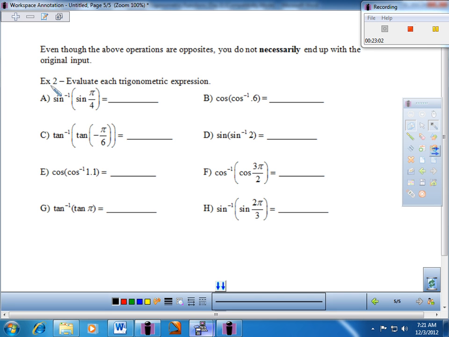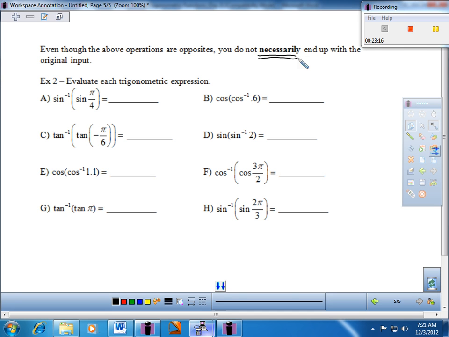It just says, even though the above operations are opposites, you do not necessarily, so let me underline that piece, sometimes you do, sometimes you don't, just like the square and square root. So you do not necessarily end up with the original input. So what we're going to do is walk ourselves through, and I'll go back and forth board to board and highlight some ideas, and you guys hopefully will figure it out.